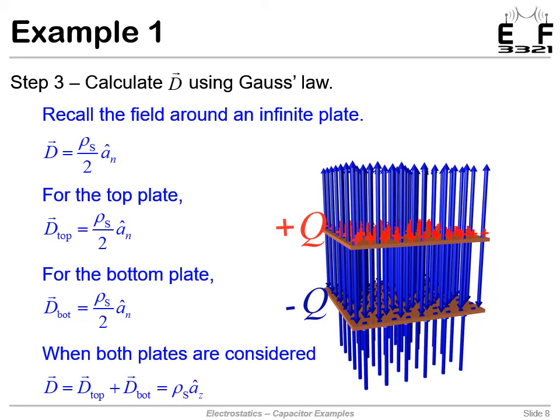Well, in fact, we're interested in the medium between the plates. And in this case, the field is double because there's flux due to the top plate and flux due to the bottom plate. So overall, the field between the plates is rho_s, and it's in the z direction, not rho_s over 2, because we have a Q charge on both plates, and we essentially have twice the field in the area between the plates.